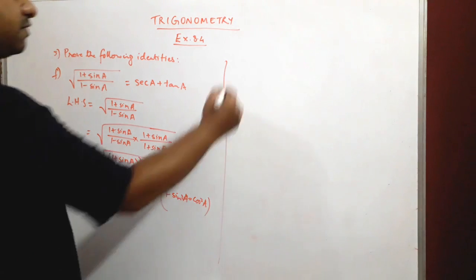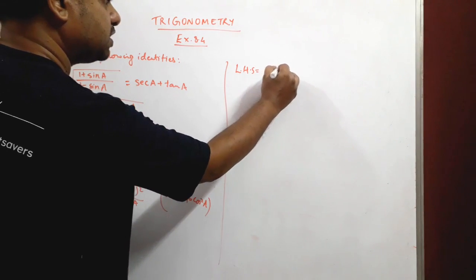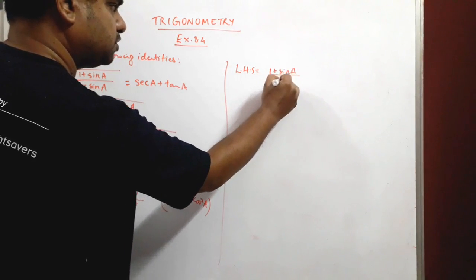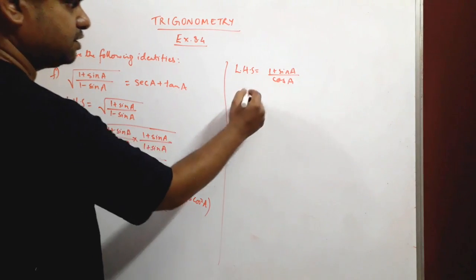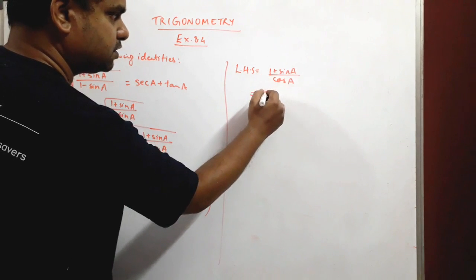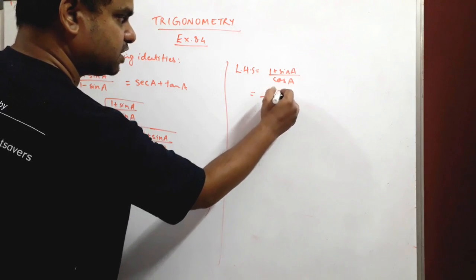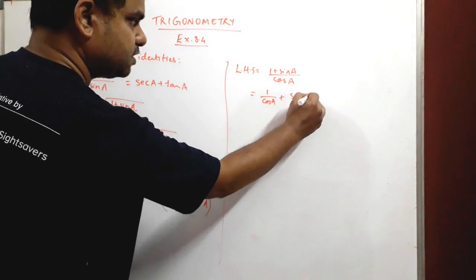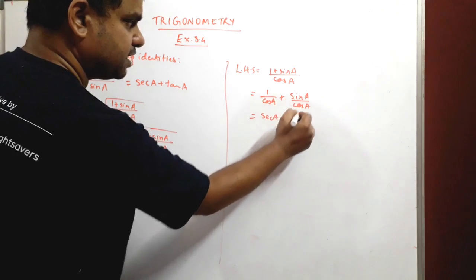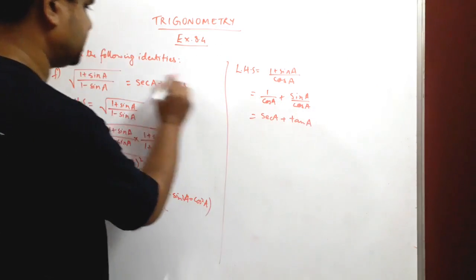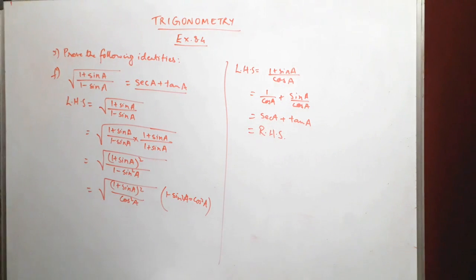It gets cancelled and we are left with left hand side equal to 1 plus sin A upon cos A. But we need sec A plus tan A. We can get this from here. We separate out the two numerators with separate denominators. 1 upon this we can write as 1 upon cos A plus sin A upon cos A. 1 upon cos A is sec A and sin upon cos A is tan A. Exactly what we need for our right hand side. That's proved.